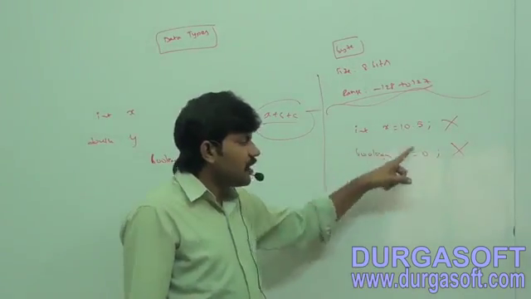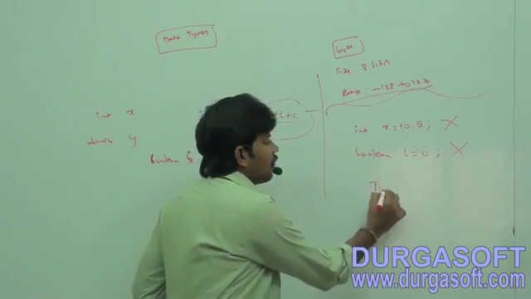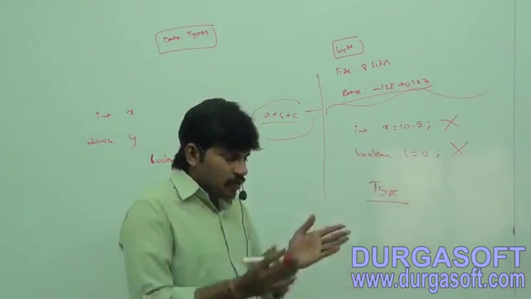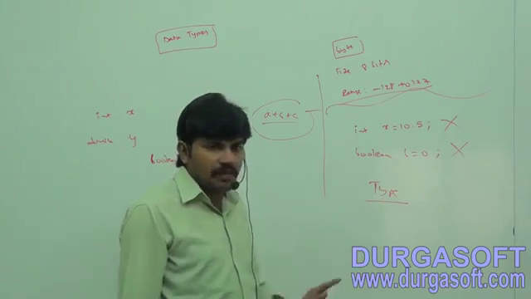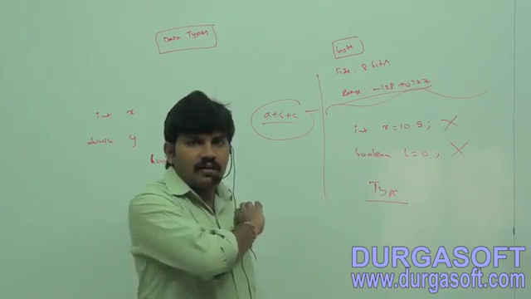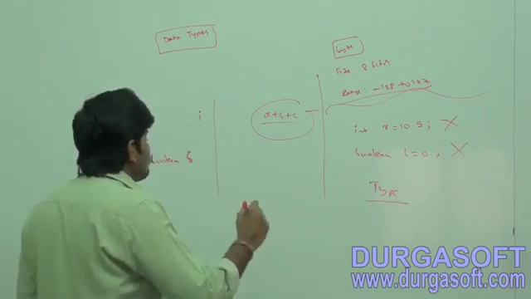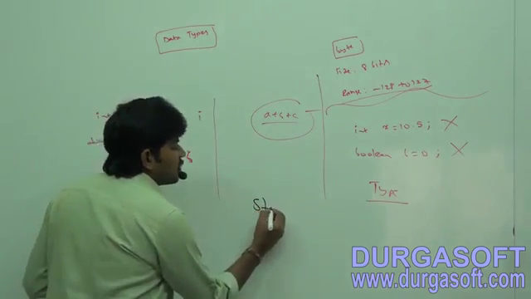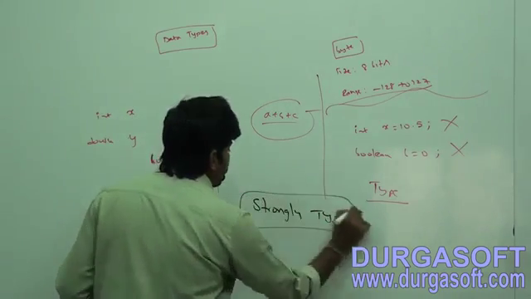So each and every assignment should be checked by the compiler for type compatibility. The provided value and the expected type: are both the same or not? Each thing should be checked by the compiler for type compatibility. Because of all these reasons, we can conclude Java is considered a strongly typed programming language.